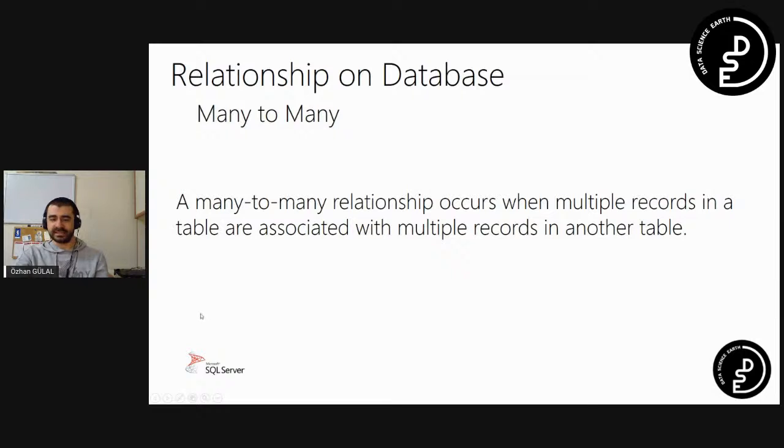Another one is the many-to-many relationship, which is more complicated than one-to-one and one-to-many. A many-to-many relationship occurs when multiple records in a table are associated with multiple records in another table. But because of this situation, we have to create another join table. Let's see in our example.